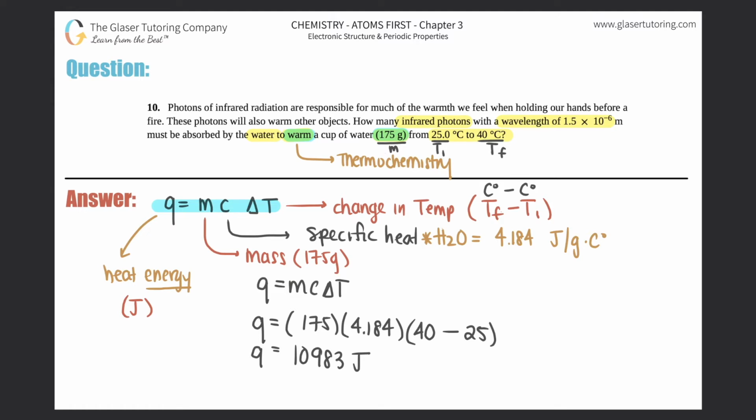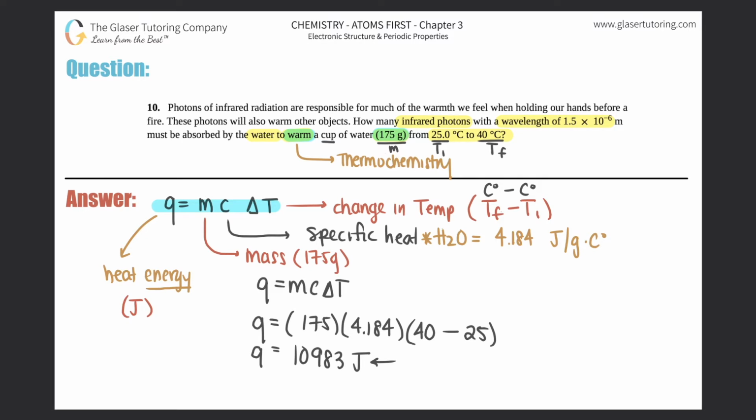I'm not really going to worry about sig figs here. If you want to do sig figs, this would roughly be 1.10 times 10 to the 4. But I'm just going to leave it as this. All right, so this is how much heat energy is needed to heat up this cup, right? So that's the heating up energy.